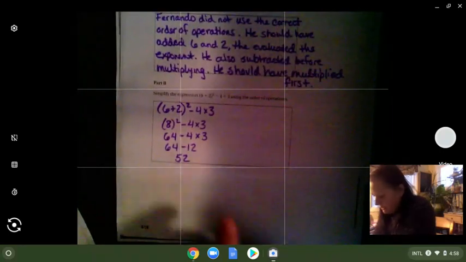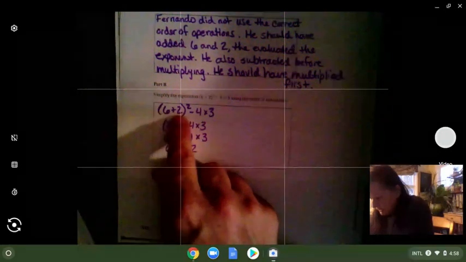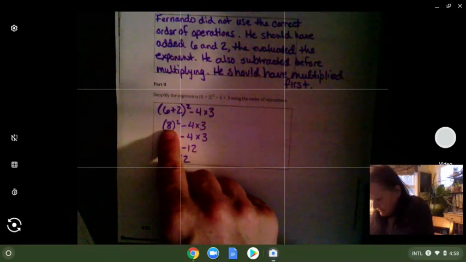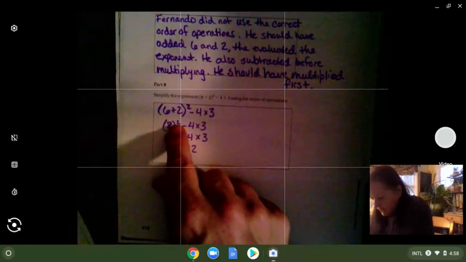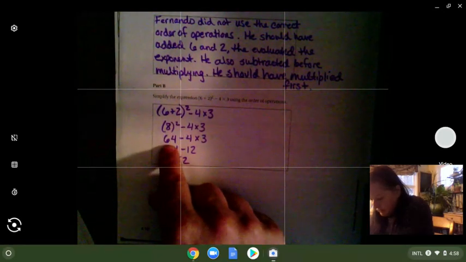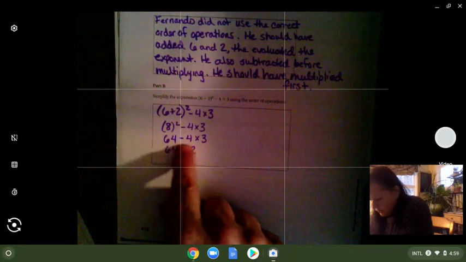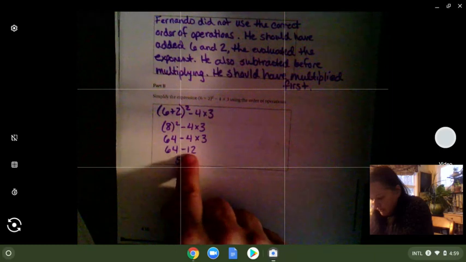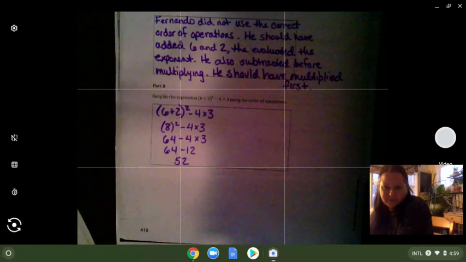So let's do it correctly using the order of operations. So we would do what's inside the parentheses first. 6 plus 2 is 8. Then we rewrite the whole expression. 8 squared, 8 times 8 is 64. Rewrite the rest of the expression. Then I look at this whole expression. I see we should multiply first to get 12. And when I subtract, I get 52.